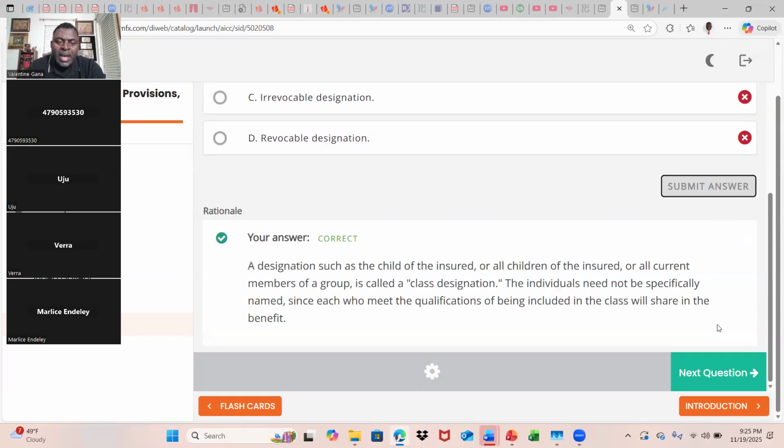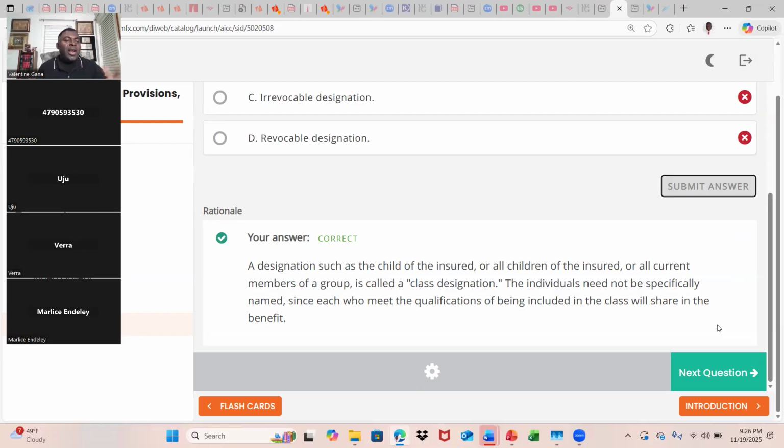So the answer certainly is A. They say a designation such as a child of the insured, or all children of the insured, or all current members of a group is called a class designation. The individuals need not be specifically named since each who meets the qualifications of being included in the class will share in the benefit.